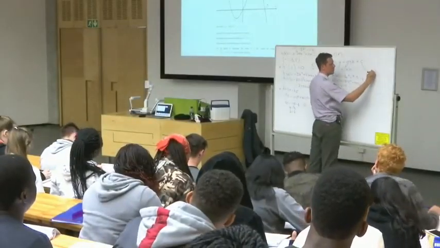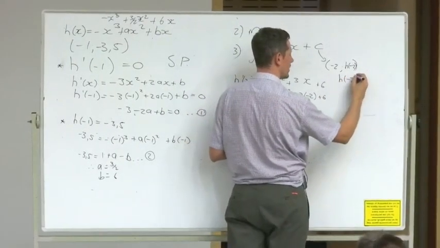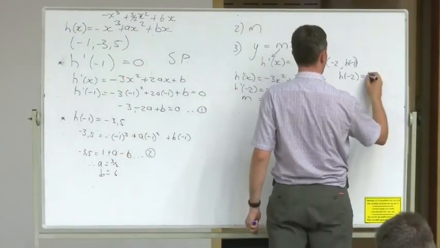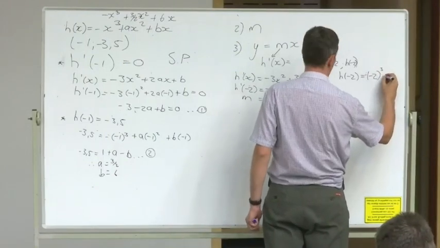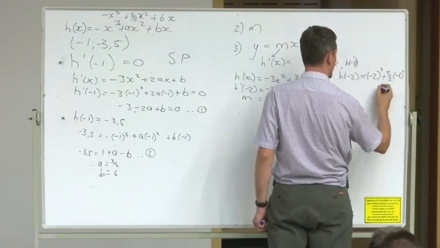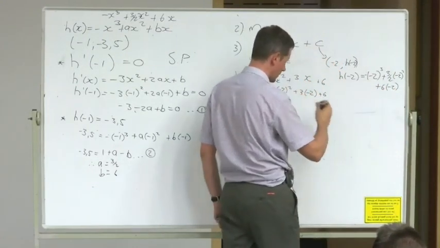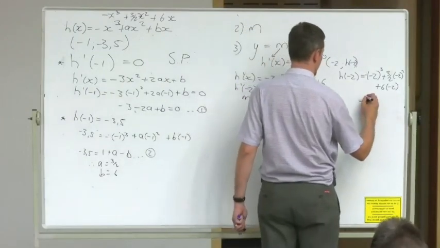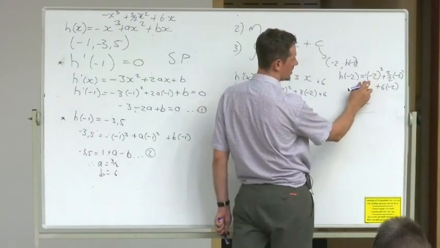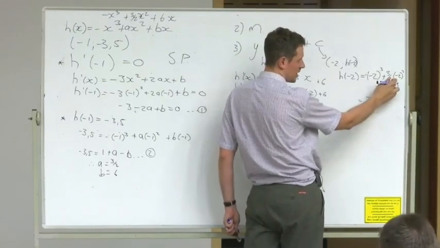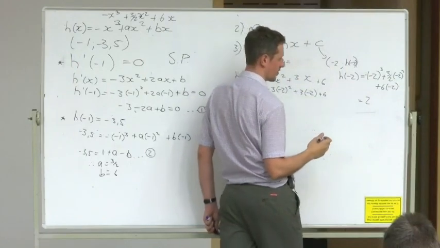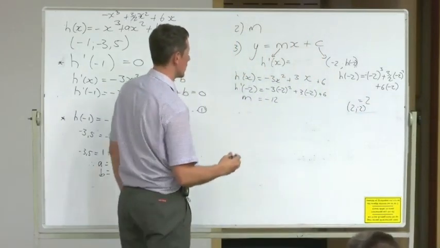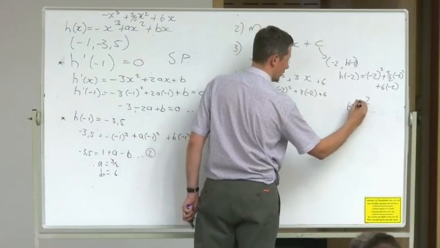So I need h of negative 2. Now what is h of negative 2? If I sub this back in, negative 2 cubed plus 3 over 2 times negative 2 squared plus 6 times negative 2. And what is this answer? Say again. 2 seems to be right. This is 8 plus 6. So it's 8 plus 6 is 14 minus 12. Yes, it's 2. So it's 2 comma 2. Okay? Negative 2 comma 2.